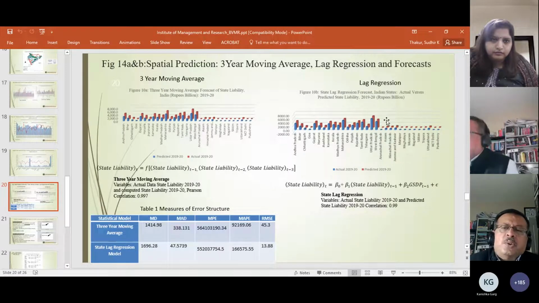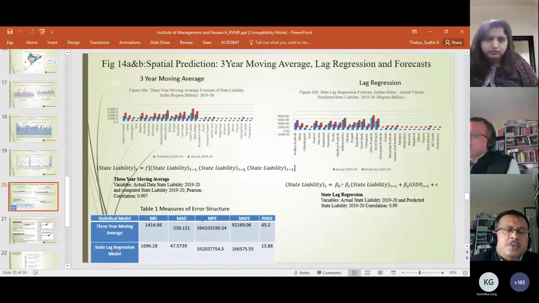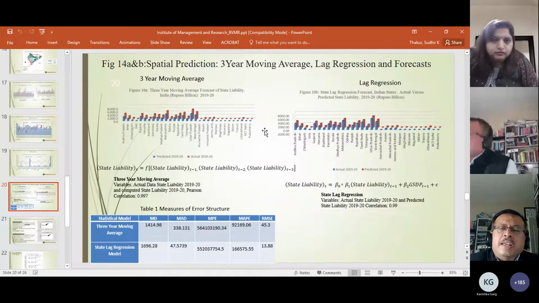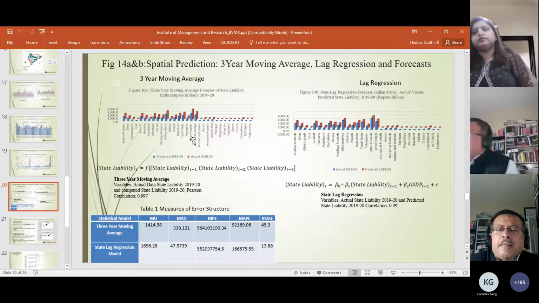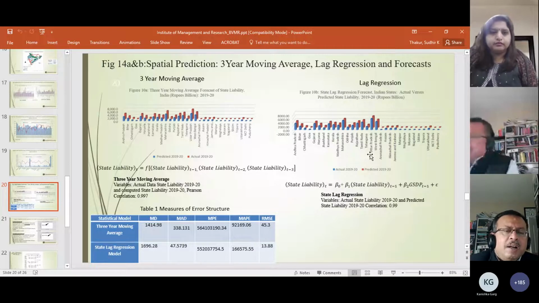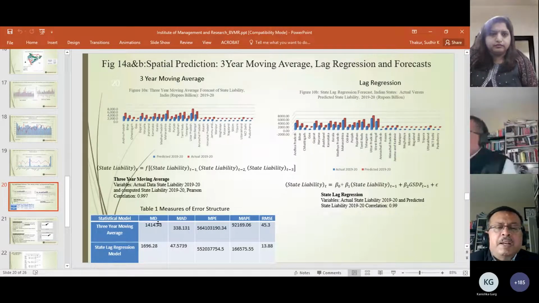In another model, I use a lag regression and use the lag state regression to predict. And so here again for 2019 and 20, I compare the actual and predicted. And again, the two are very close to each other with a correlation coefficient of 0.99. The table at the bottom shows the measures of error structure for these two models. This is the moving average model, and this is the simple state lag regression model. These are simply the various types of error measures that we often report in analysis, such as the mean deviation, mean absolute deviation, mean percentage error, mean absolute percentage error, and the root mean squared error.